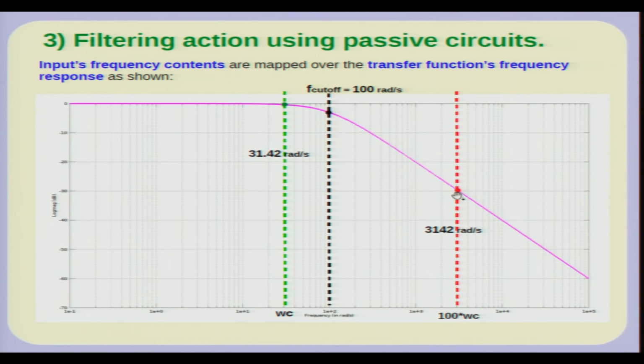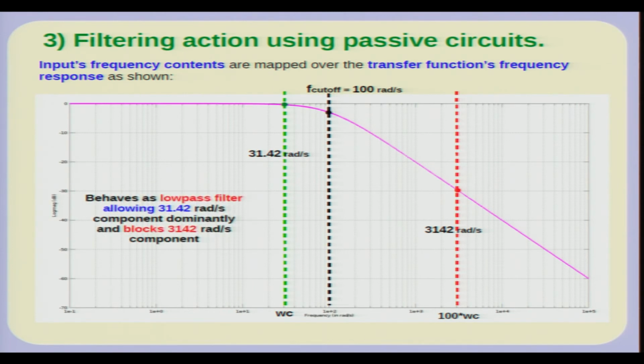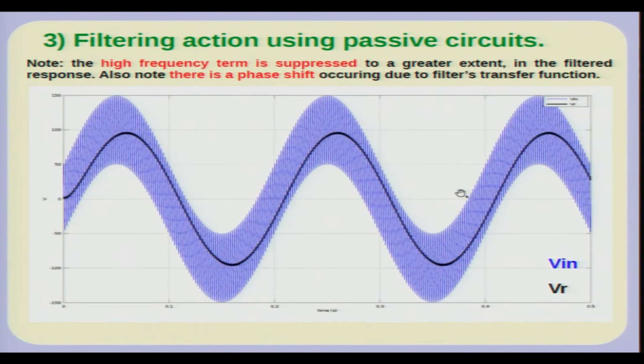So what we expect is that if I pass this input through the filter, in sinusoidal steady state, this filter will block this high frequency component because it is a low pass filter. So, if I give an input to this and filter it, you will find that the output is the black, VR is the black thing.